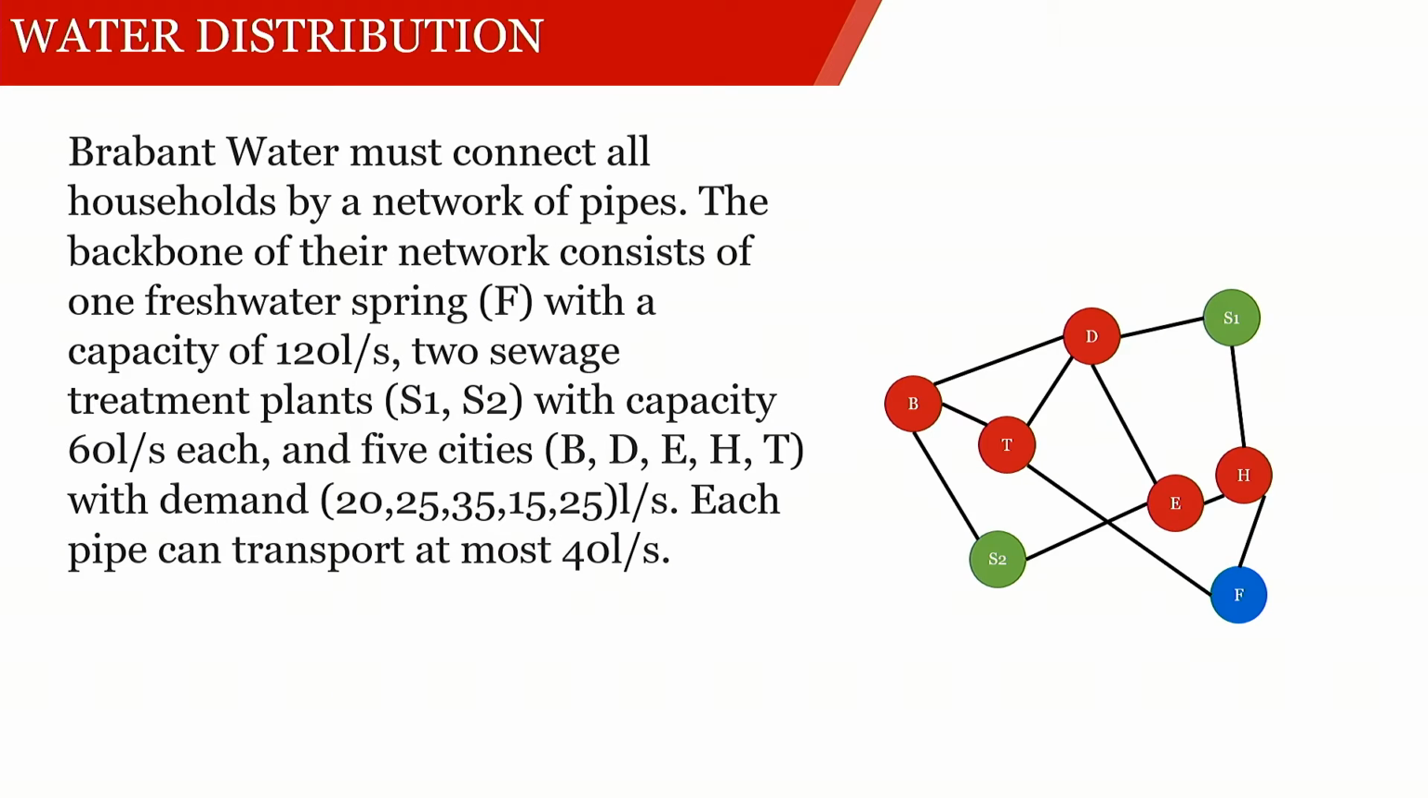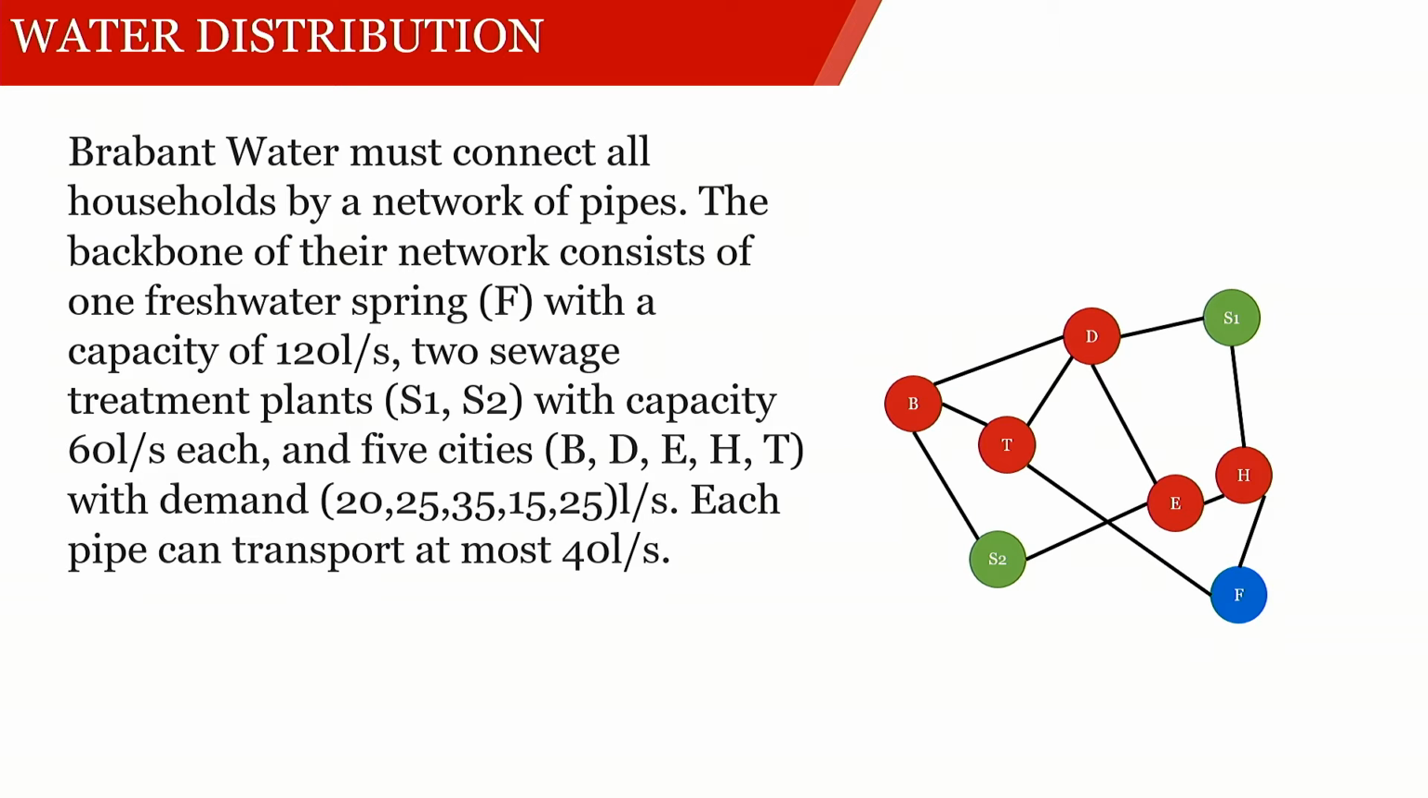And the problem that Brabant Water might now face is that Brabant Water must connect all households by a network of pipes. And the backbone of their network consists of a freshwater spring, denoted by F, and two sewage treatment plants, denoted by S1 and S2, which all have a capacity. And then they also have to satisfy the demand of 5 cities, Breda, Den Bosch, Eindhoven, Helmond, and Tilburg, which also have associated demand. Each of the pipes can transport at most 40 liters per second.